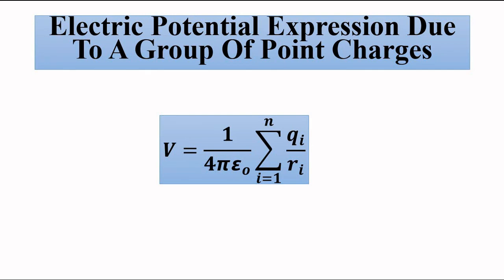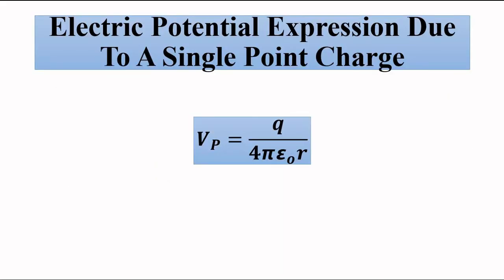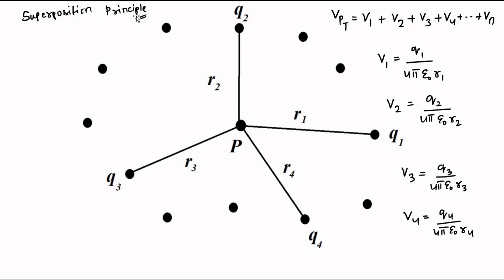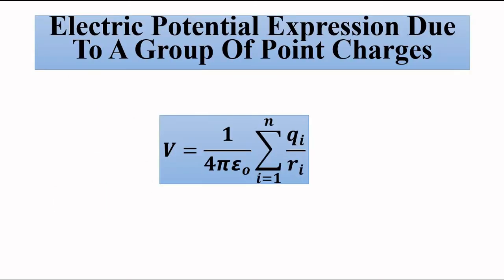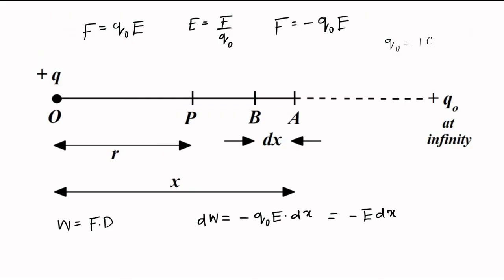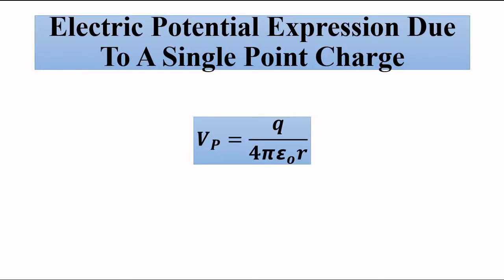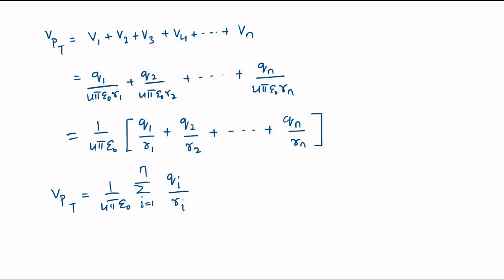So what we did is we took the expression for a single point charge and extended it to multiple point charges using the superposition principle, where the electric potentials due to multiple point charges located at different locations in space, with respect to their distance from the point where the electric potential has to be calculated, are just added together and we got the result. So here we have discussed electric potential due to a single point charge and electric potential due to a group of multiple point charges.